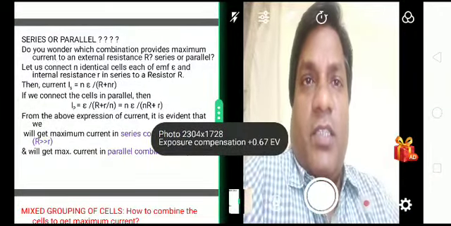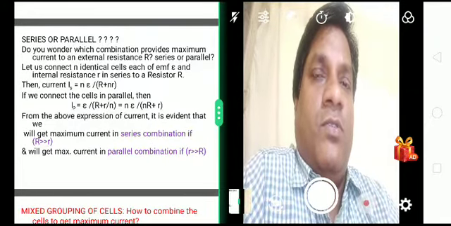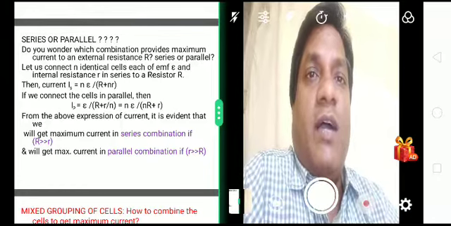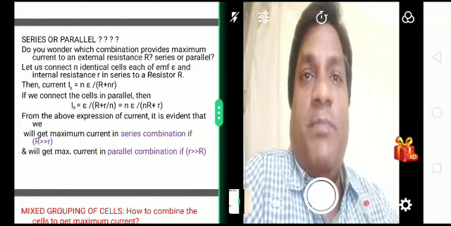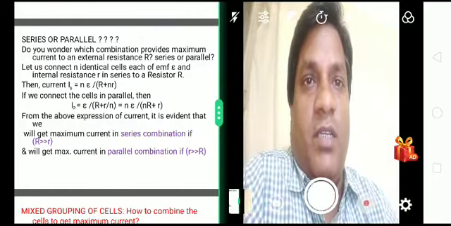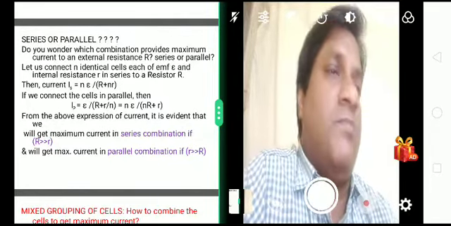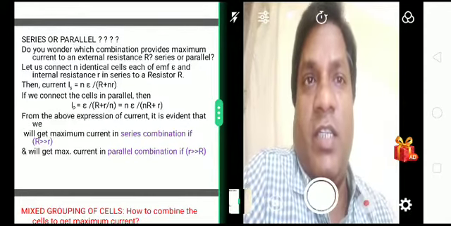Now the big question: series or parallel? For any particular use, how do we determine whether we have to use the cells in series or in parallel or in a mixed grouping? How many cells are to be connected in series, or how many cells are to be connected in parallel?